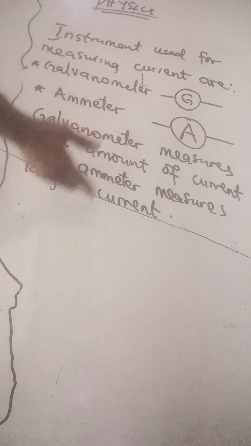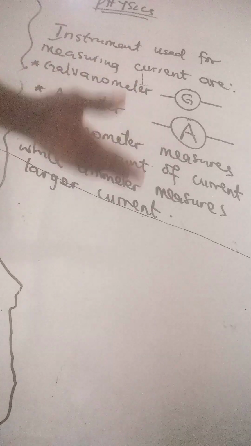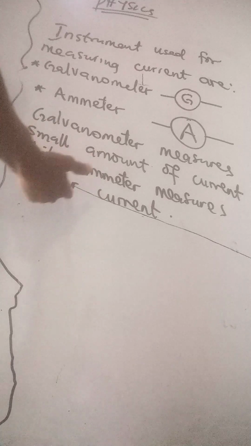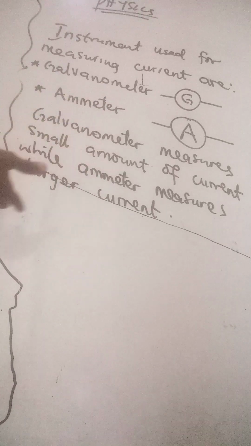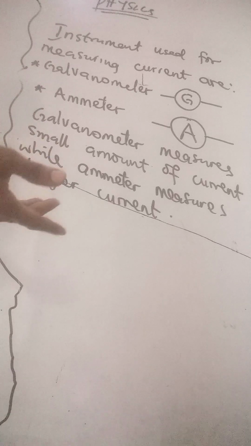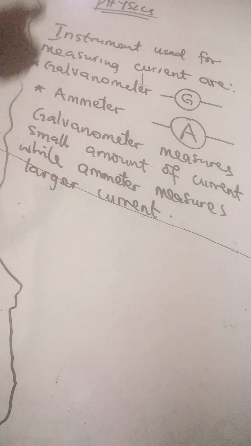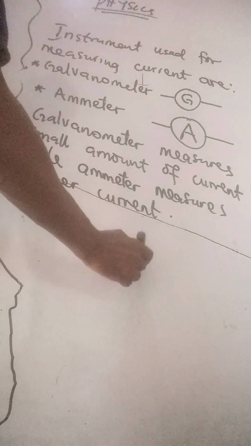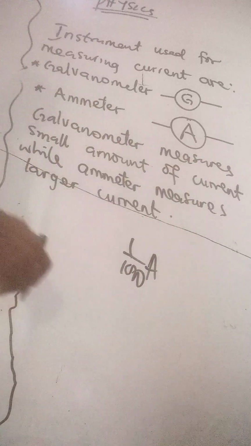Now, the difference between the two is that the galvanometer measures a small amount of current, such as 0.1, 0.5, while the ammeter can measure bigger current, such as 1 amp, 5 amps, 10 amps. We have different types of ammeter. We have the milliammeter. Milli means 0.001. That means it can read up to 1,000th of current. That is 1 over 1,000 of current. So they come in different types.